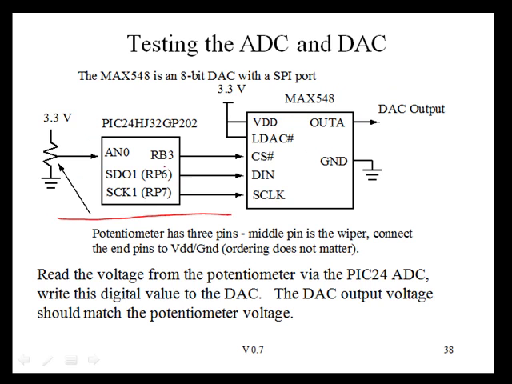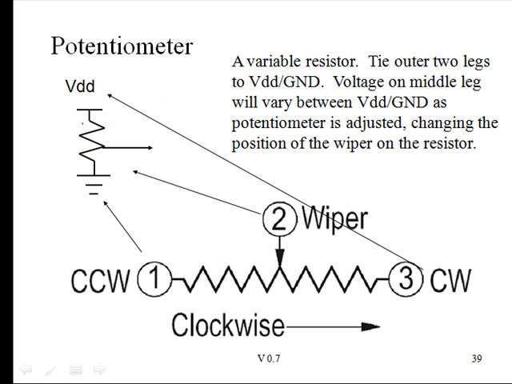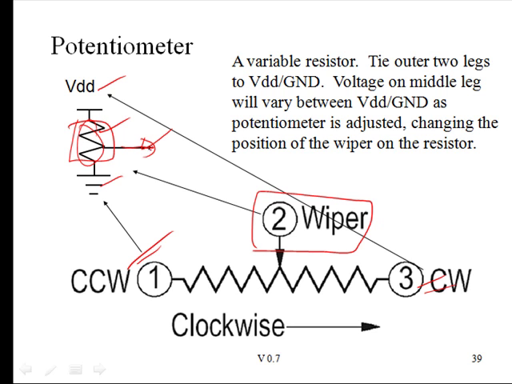In order to do this experiment, we need some easy way of changing the voltage on this pin to the PIC24. To do that, we're going to use a device called an analog potentiometer. An analog potentiometer is essentially a variable resistor. It has three terminals. One terminal we're going to tie to VDD. The other terminal we're going to tie to ground. This third terminal, which is called the wiper terminal, is going to be used to tie to the PIC24 ADC input. As we change this resistance, the voltage on this terminal is going to vary between VDD and ground.